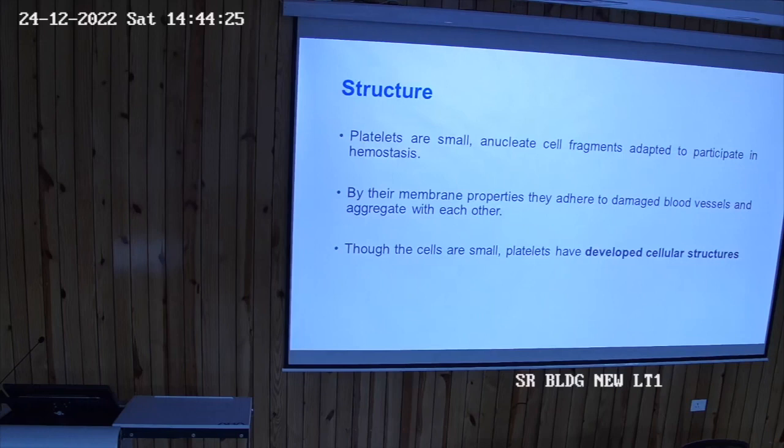So we'll conclude the structure of platelets in the next class.